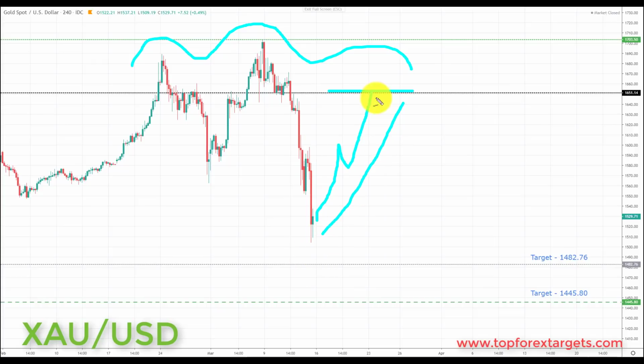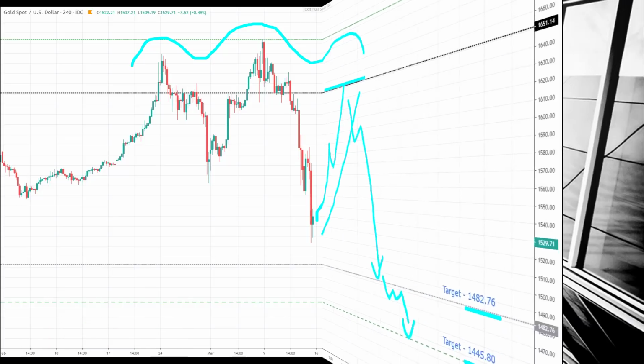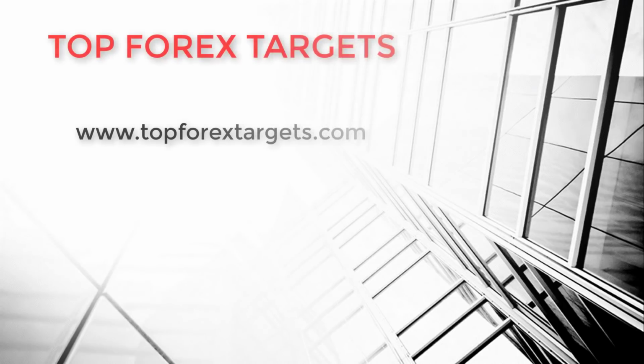And if we get the right kind of patterns in this market, we're going to be looking at initiating shorts down towards the next key of support to the downside in the target set at the 1482.76. And if we can get a break through here, we're going to be looking down towards the next key of support to the downside in target 2 at the 1445.80. So that is it from me for this week, guys.